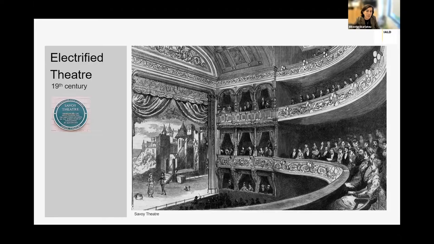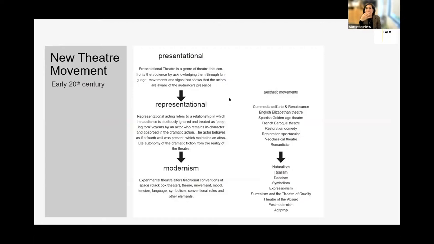The theatres quickly adapted to the electric lighting, with the Savoy Theatre in London being probably the first in the world to use electrified lighting. The intensity of the light meant, as we said, that it was now much more visible. Many more details were visible to the audience, which meant that the scenery looked very, very unrealistic, and the actors had to tone down a bit.